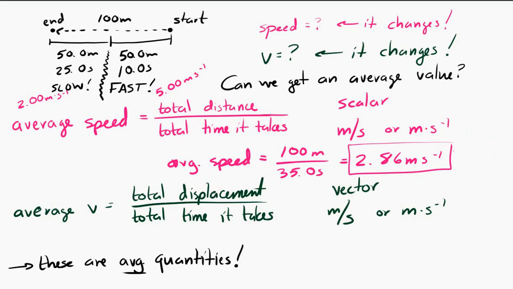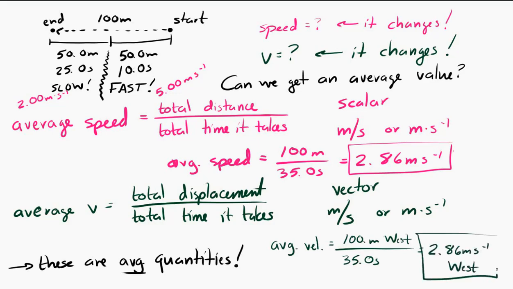And it's very similar with average velocity. If we were to calculate the average velocity for this situation, the total displacement was 100 meters to the west, and the time that it took to travel that is 35 seconds. So the average velocity is 2.86 meters per second to the west.